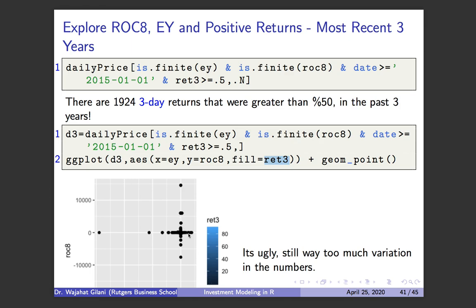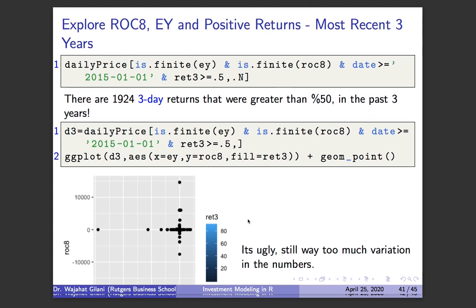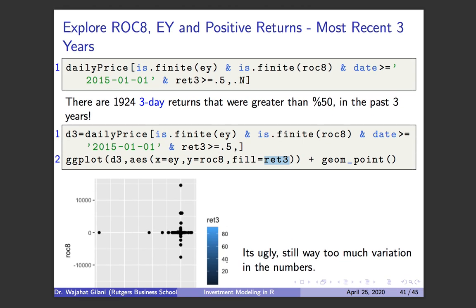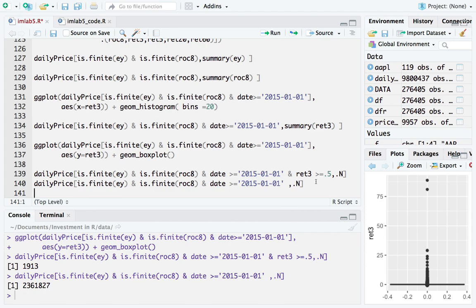Most of them are obviously dark because, by the way, again, this is 20x, 40x, 60x. This is not 20%, 40%, 60%, 80%. This is 20 times your money, 40 times your money, 60 times your money, 80 times your money in 3 days. So down here, if we're doing greater than 50%, all the values are at 50% or greater, and that's why you see mostly dark blue. All right, so let's graph this. Let me first create my D3. My D3 is going to be this guy.